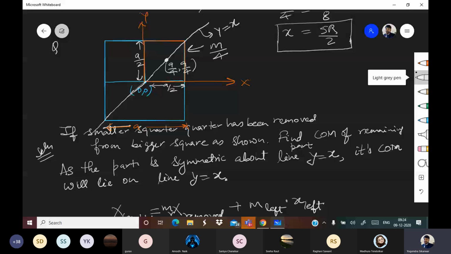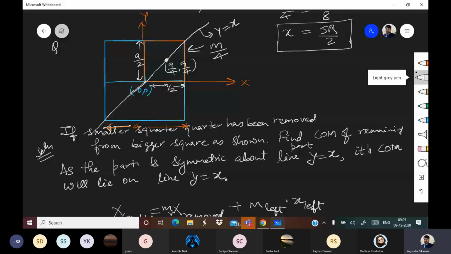How many of you can see the things written, a by 4, a by 4, m by 4? Can you see that, everyone? Yes, sir.